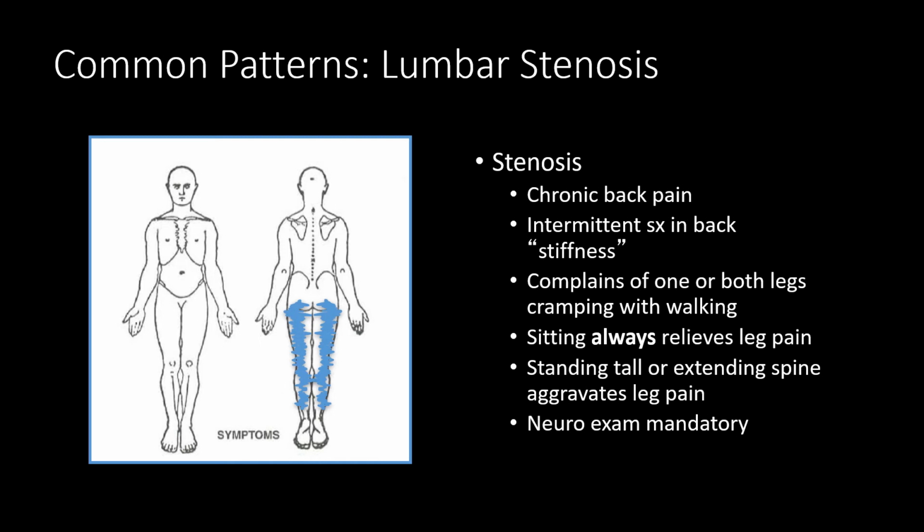Neurologic examination is going to be mandatory because of the symptoms in the lower extremity. So at a minimum here, we want to make sure that we see reflexes, myotomes, and dermatomes assessed in these folks. I would also assess slump as well as straight leg raise because there could be some findings there. There could be some adverse neural tension associated with these folks as well that we may need to address.